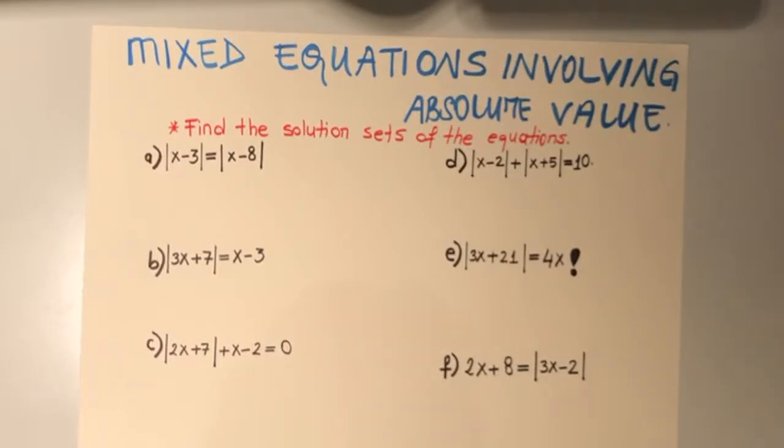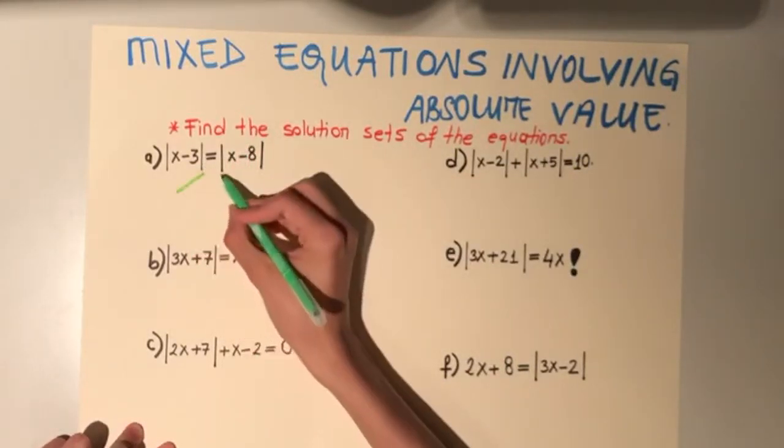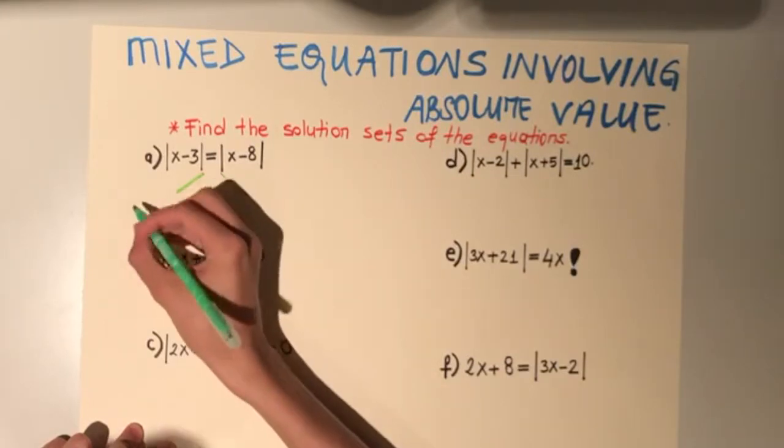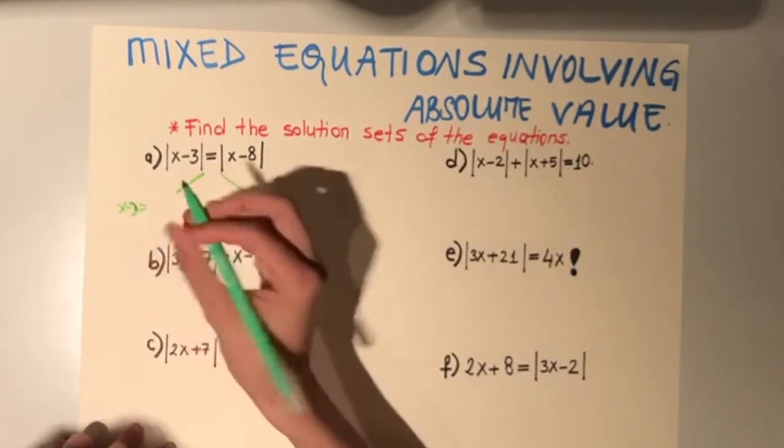Mixed equations involving absolute value. Find the solution sets of the equations. So this is so easy to do. We're separating this into two parts. First of all, we're writing the same thing without absolute value signs.